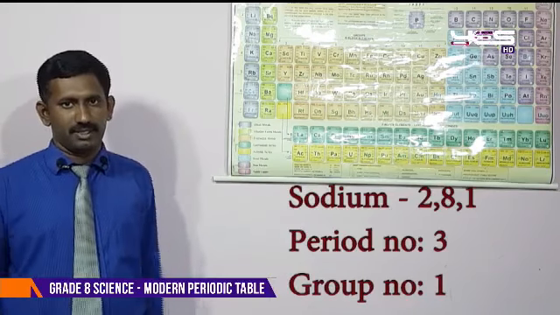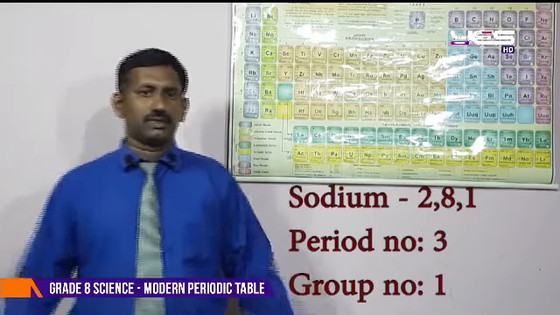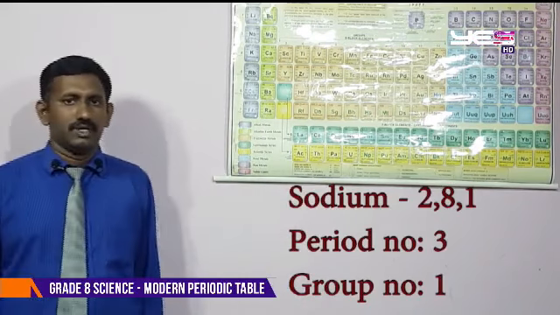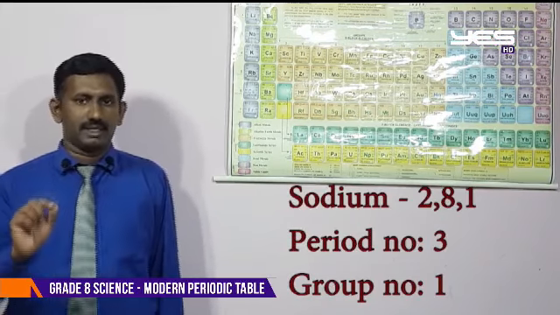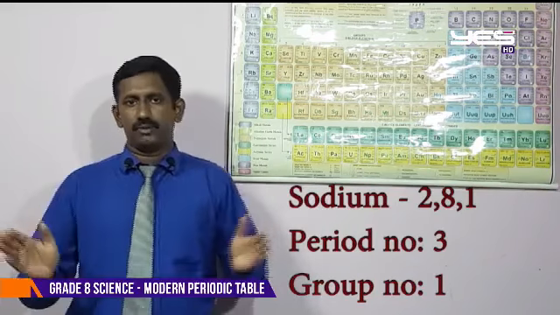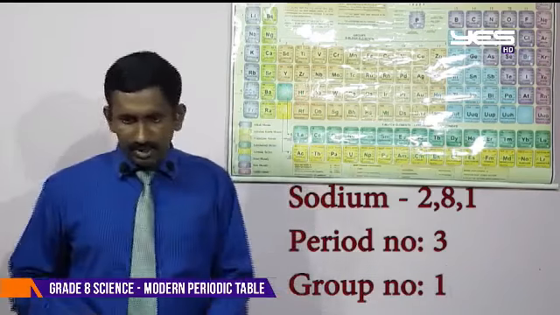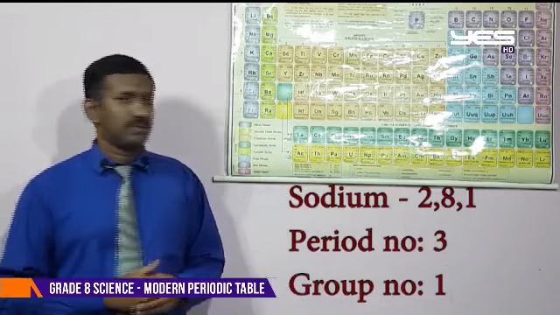One more time, the atomic number of sodium is 11. We can write the electronic configuration as 2, 8, 1: 2 in the first shell, 8 in the second shell, and 1 in the third shell. That means it contains 3 shells. That means the period number is equal to the number of shells.